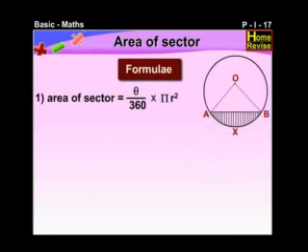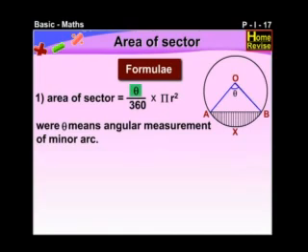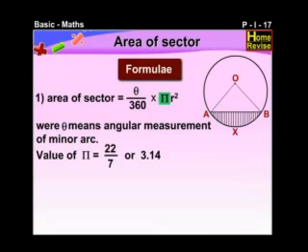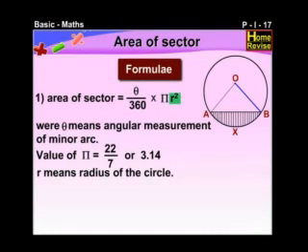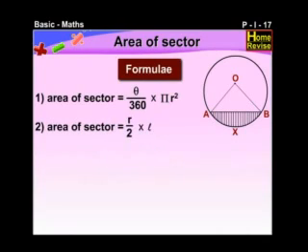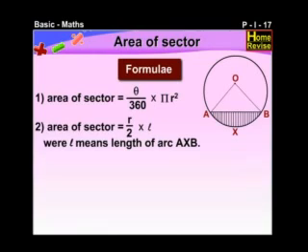See some formulae. Number 1, area of a sector is equal to theta upon 360 into pi r square, where theta means angular measurement of the minor arc. Value of pi is equal to 22 upon 7 or 3.14, and where r means radius of the circle. Second formula, area of a sector is equal to r upon 2 into L, where L means length of arc AXB.